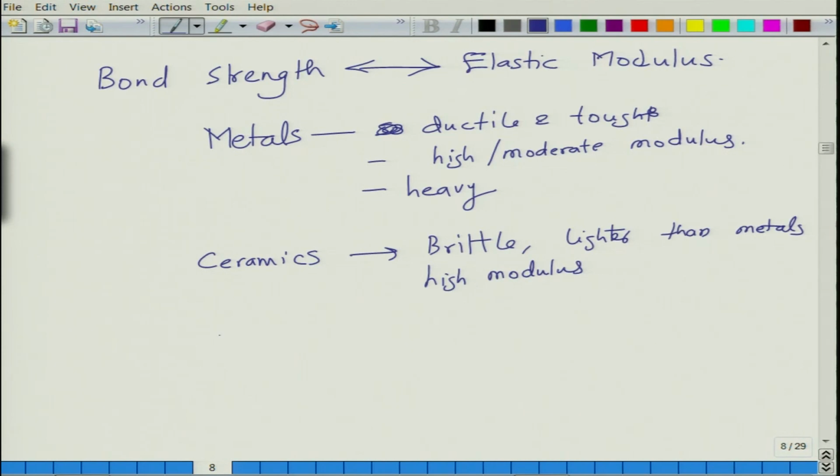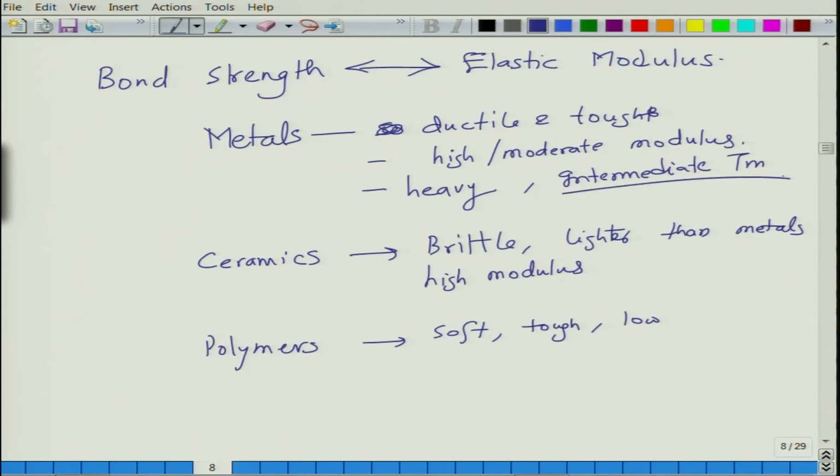Okay. And then we look at polymers. Polymers are soft, they can be tough, but they have low modulus. Metals have intermediate melting points by and large. Ceramics have high melting points, polymers have low melting points, and they have low modulus. But polymers can be soft and tough and they can be deformed.